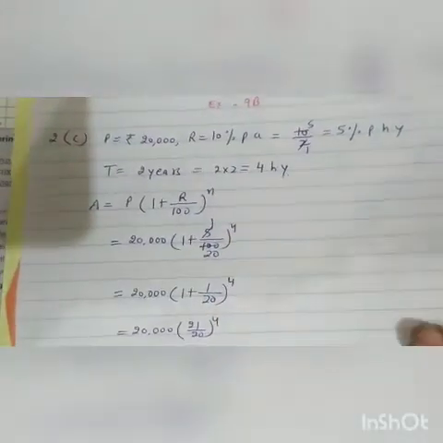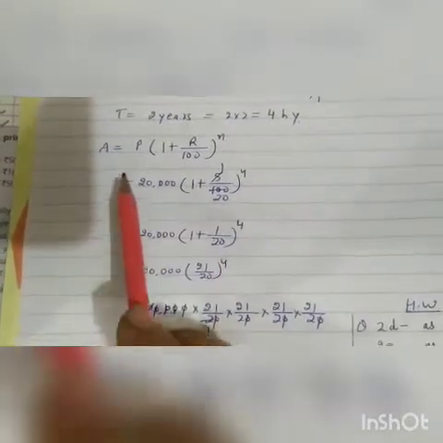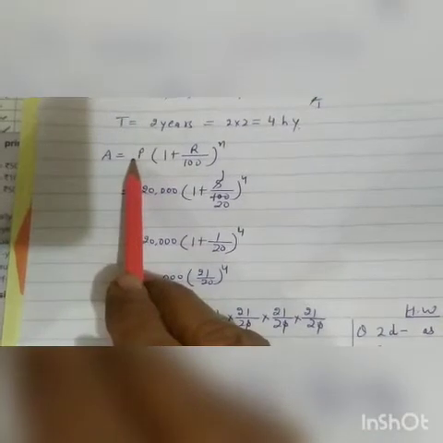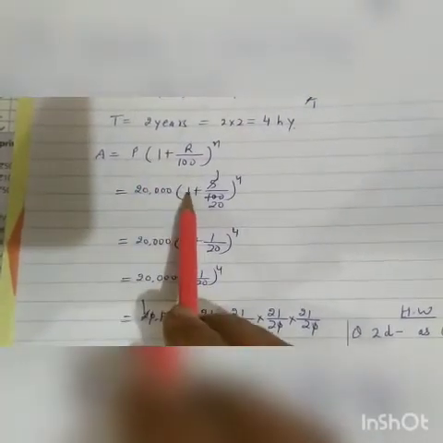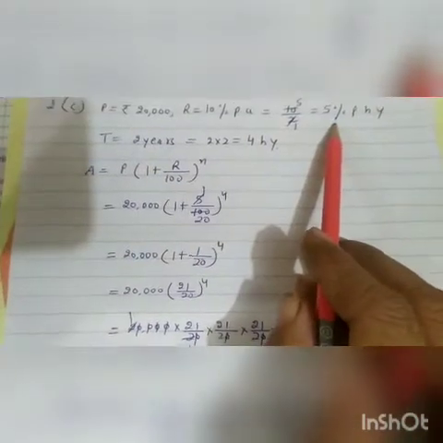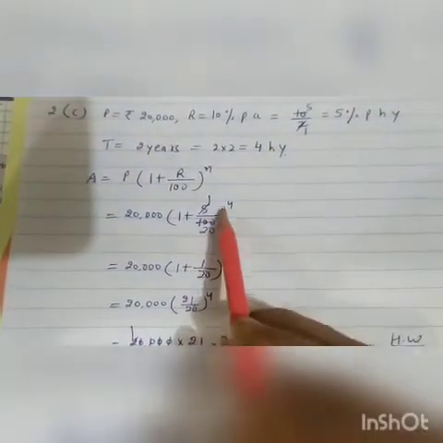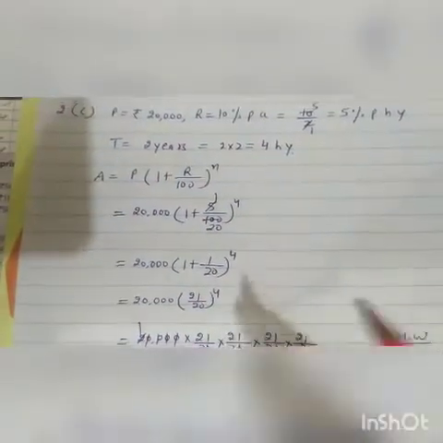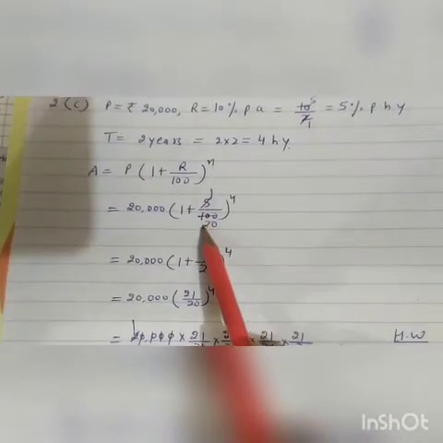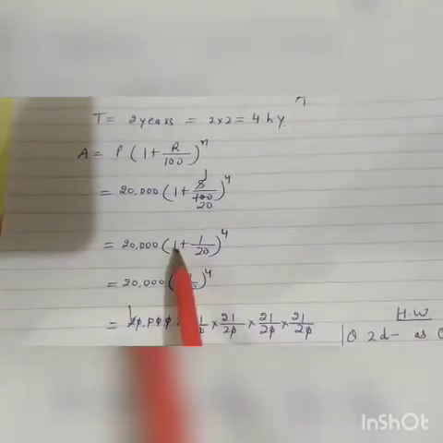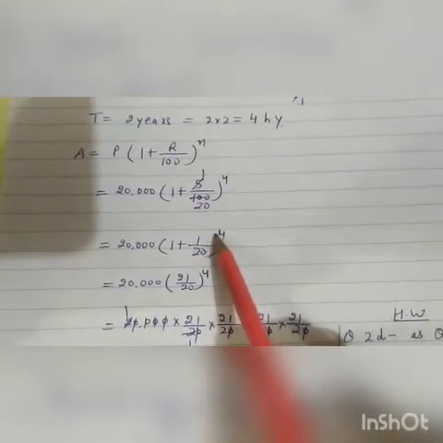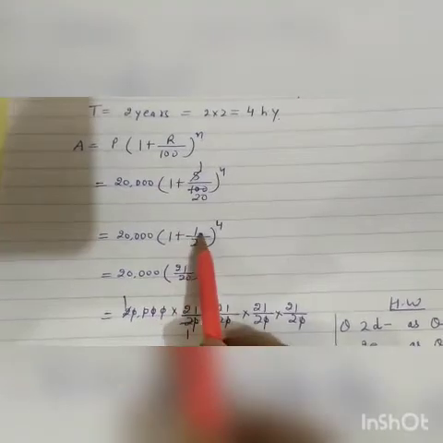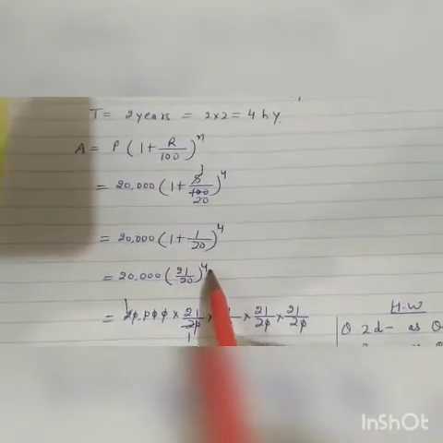Again, we will follow the same formula. We will follow the same pattern. A is equal to P(1 plus R upon 100) power n. Principal is given 20,000. 1 plus R is 5% per half year, so 5 upon 100 power n. N is time. Time is 4 half yearly. Then 5 ones are 5, 5 twos are 10, 0. 20,000 (1 plus 1 upon 20) whole power 4. 20,000 (21 upon 20) whole power 4.